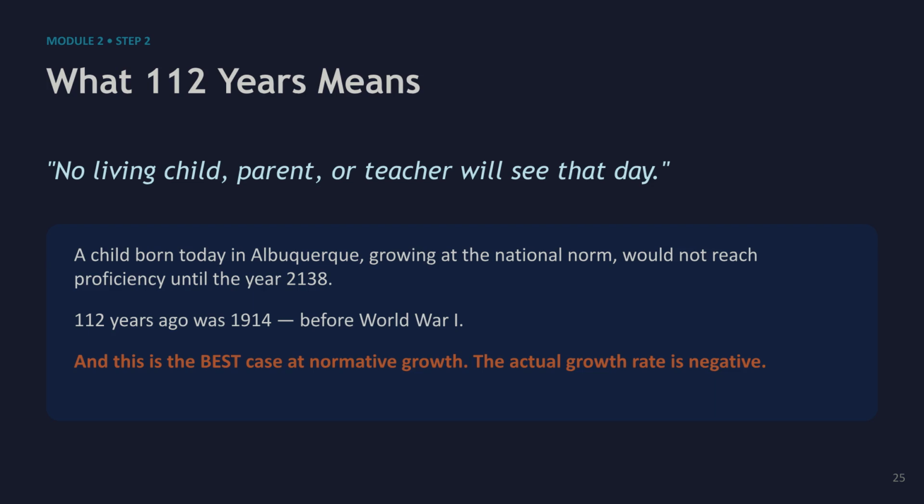The timeline of 112 years means a child born today in Albuquerque, growing at the national norm, would not reach proficiency until the year 2138. Critically, this is the best-case scenario at normative growth, as the actual growth rate is negative.